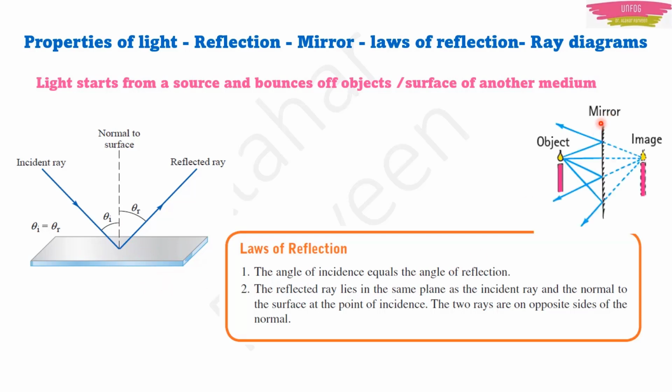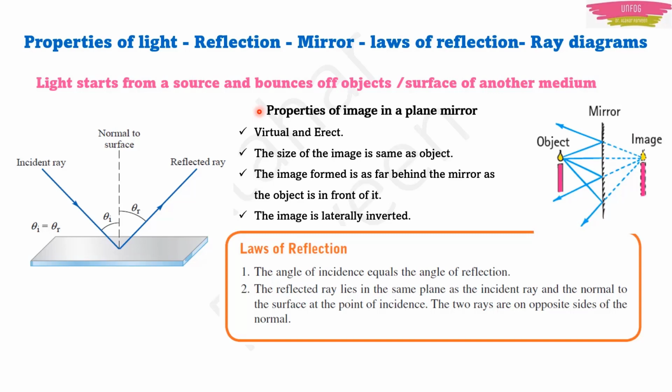What happens in a plane mirror? Imagine if you are standing in front of a mirror. Here I have kept a candle. Imagine that you are standing here in front of a mirror. Then you can see your image, right? You can see your image in the mirror. Now what will be the properties of this image?